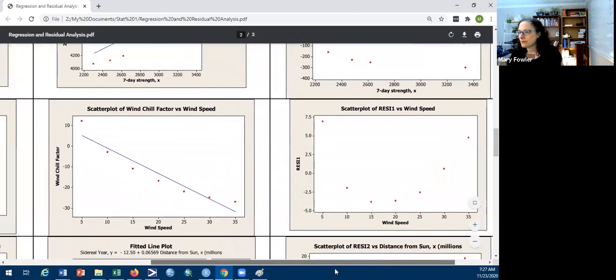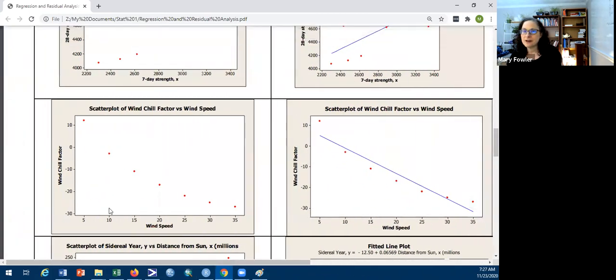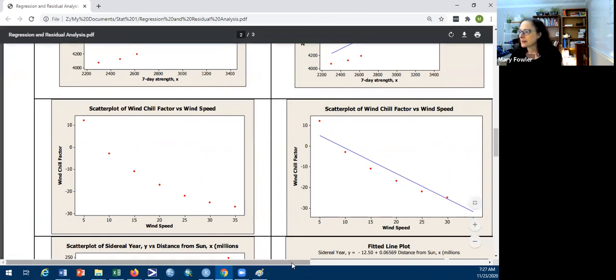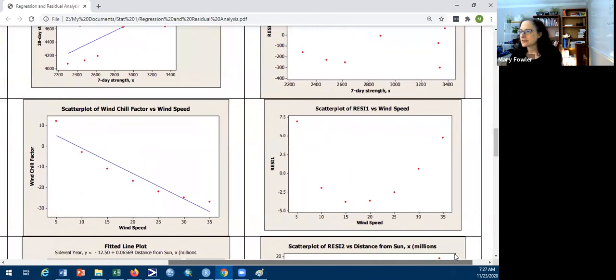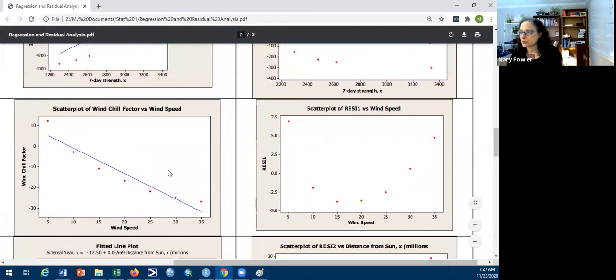Over here, we have an analysis of wind speed and wind chill factor. Here is our data, and here is our fitted line. In the residual plot, you have a positive residual and then negative residuals and then positives. So the residual plot actually shows this pattern.